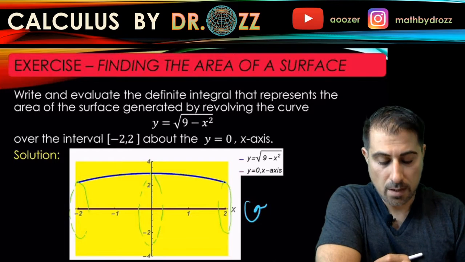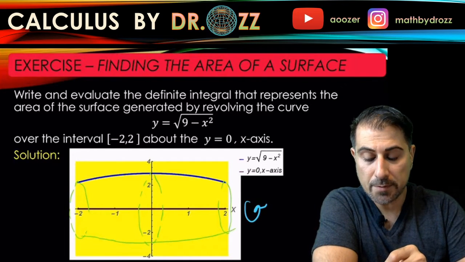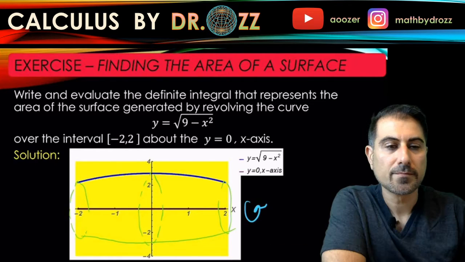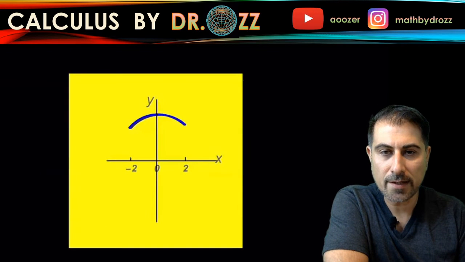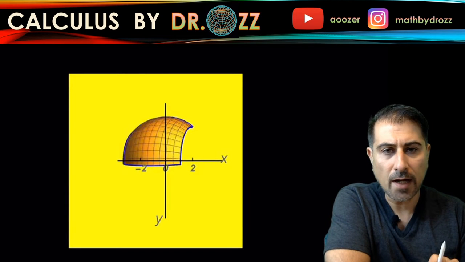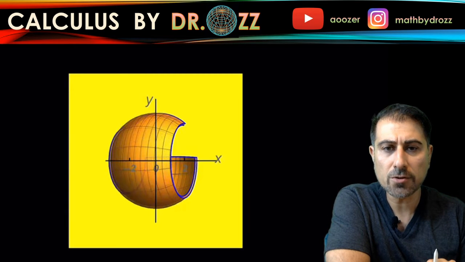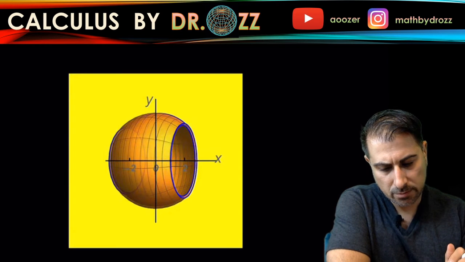Okay, and so let me show you what it looks like here. There we go. So we have the curve starting from here. We just revolve that, and we get this nice three-dimensional object. And we're interested in finding the surface area of this three-dimensional object.